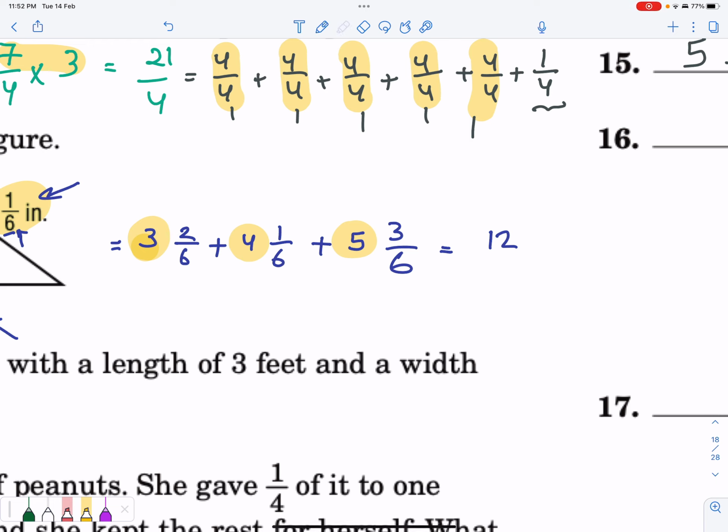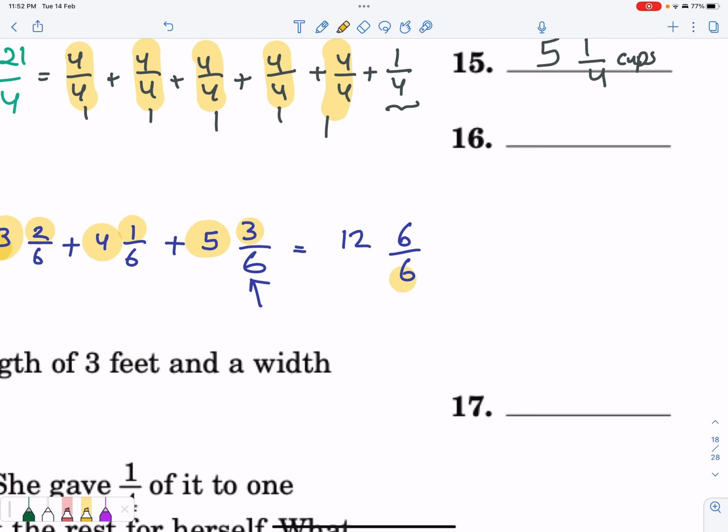Now for the fractions, you have 2 plus 1. 2 plus 1 is 3. 3 plus 3 is 6. So you have 6 over the same denominator, which is 6. Okay, 6 over 6, of course, this is the whole number 1.